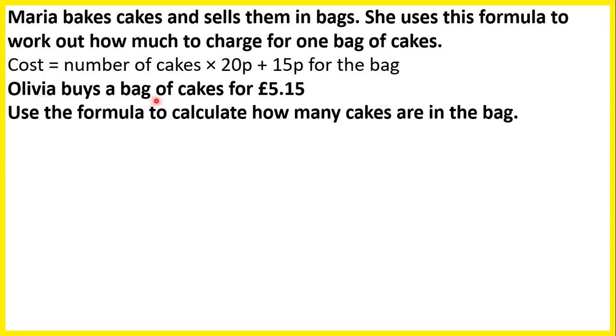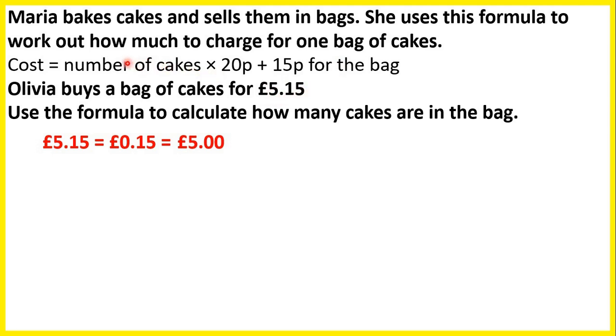Now, Olivia buys a bag of cakes for £5.15. Use the formula to calculate how many cakes are in the bag. So this time we know that the cost is £5.15. So £5.15 will equal the number of cakes times 20 pence plus 15 pence for the bag. So of the £5.15, 15 pence will be for the bag. So if we subtract 15 pence, that gives us £5. So the number of cakes times 20 pence must equal £5, because then when we add 15 pence for the bag, we will get £5.15.